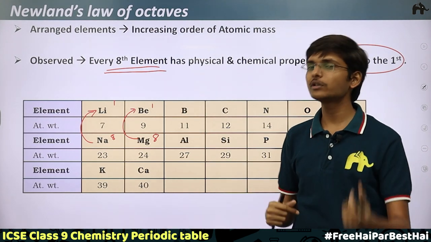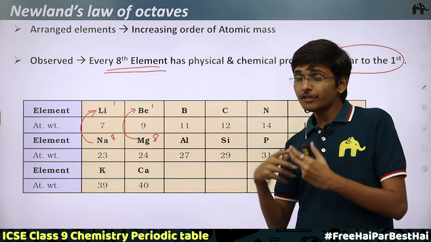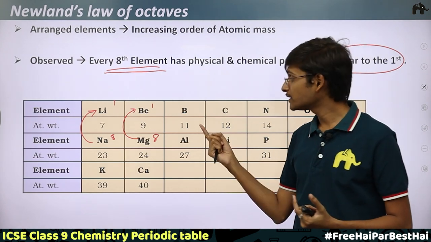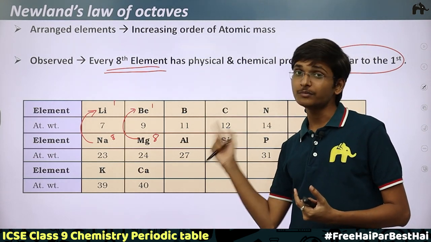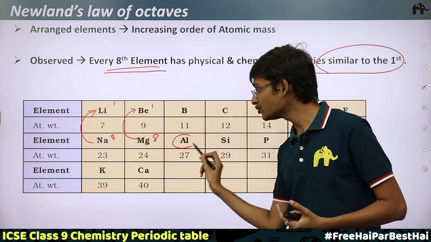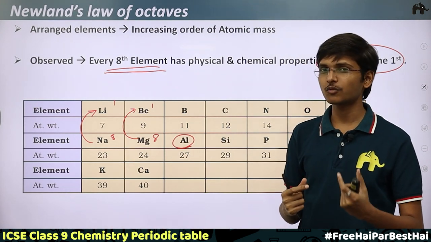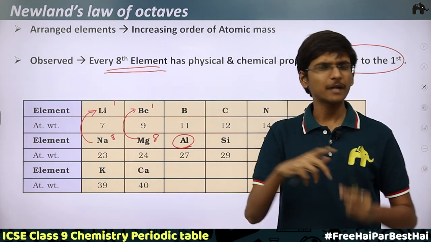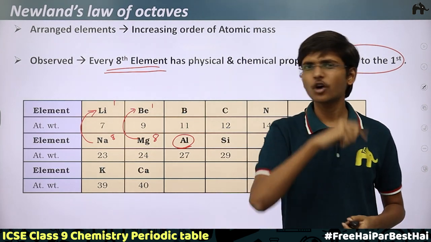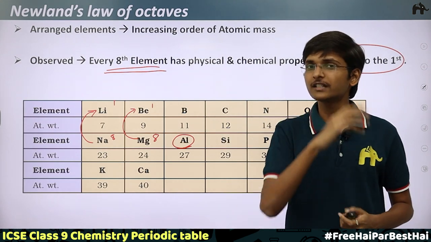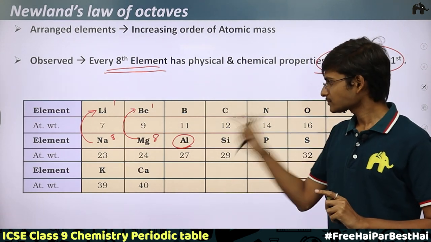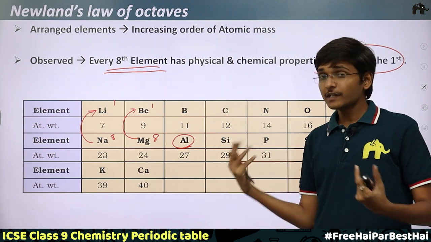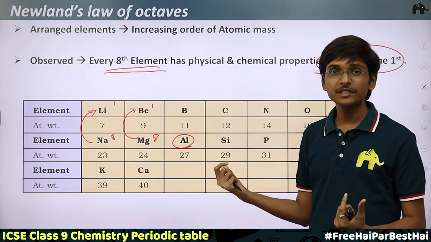Now you tell me which element would have properties similar to that of the aluminium. Try and understand what I'm telling you. I've just slightly twisted the question. So you should tell me. I'm waiting for your answer. You can comment below. I will definitely check who has answered. So which element would have the properties similar to that of the aluminium then?